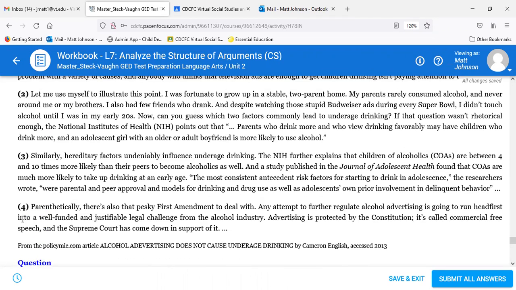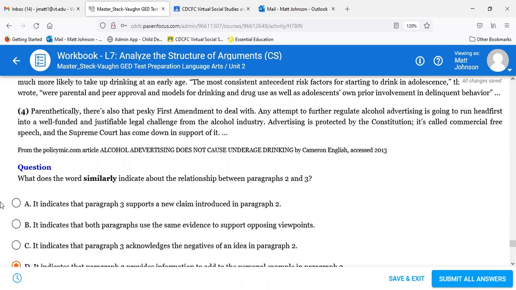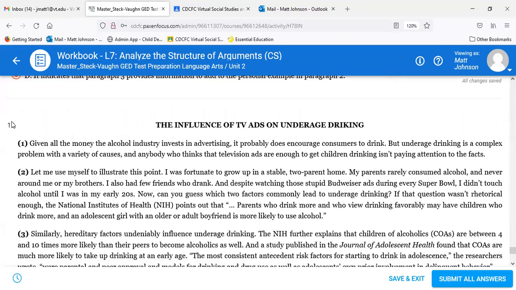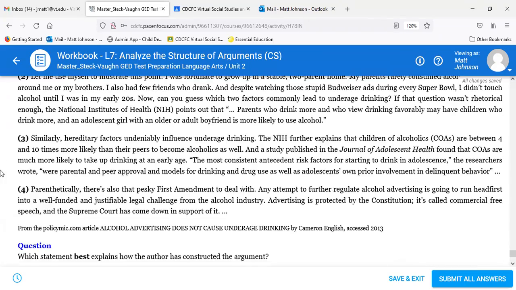So, there's several words you could use there. Similarly, I don't like that word because I have trouble pronouncing it. You could use furthermore, right? Furthermore, hereditary factors undeniably influence underage drinking. Moreover, hereditary factors undeniably influence underage drinking. Additionally, right? Those are similar words that you could put in there to signal that you have additional information to give about that particular subject, or evidence in this case.